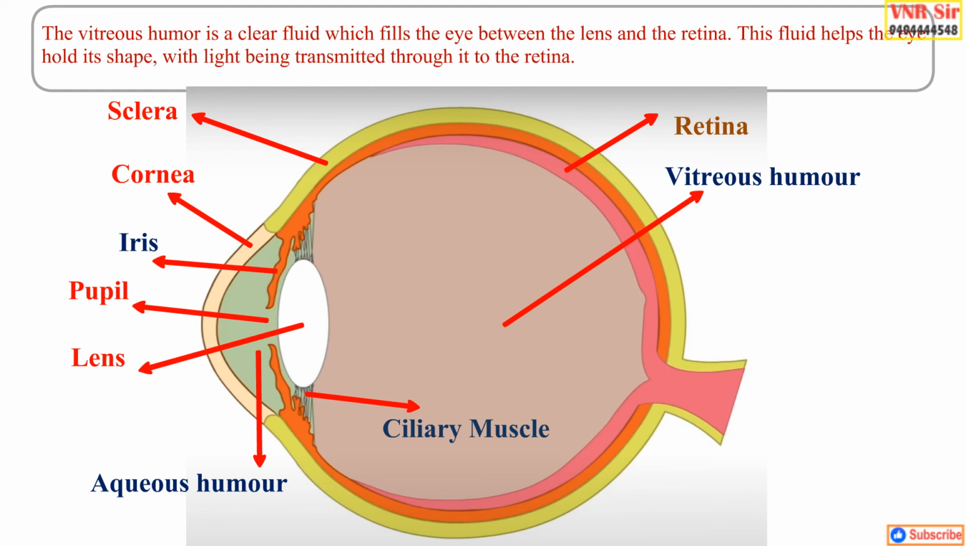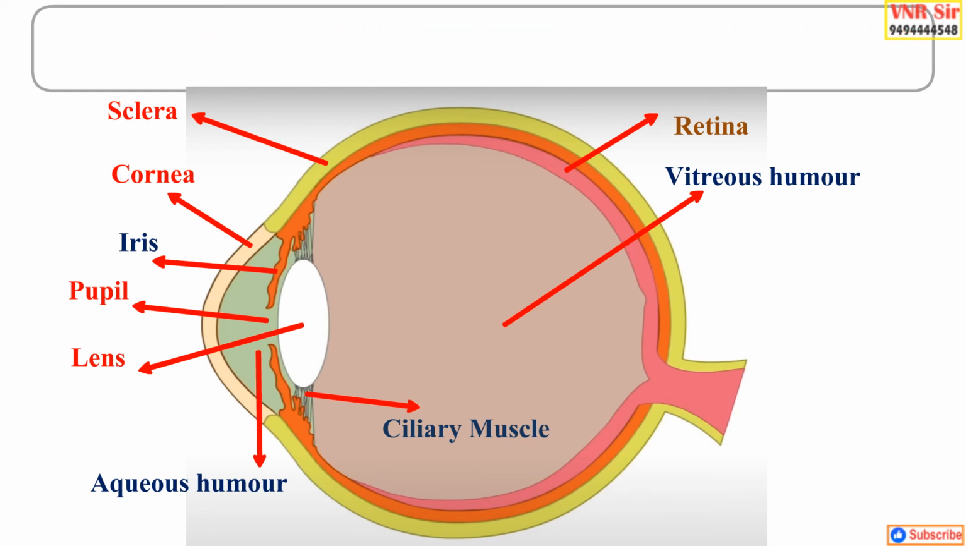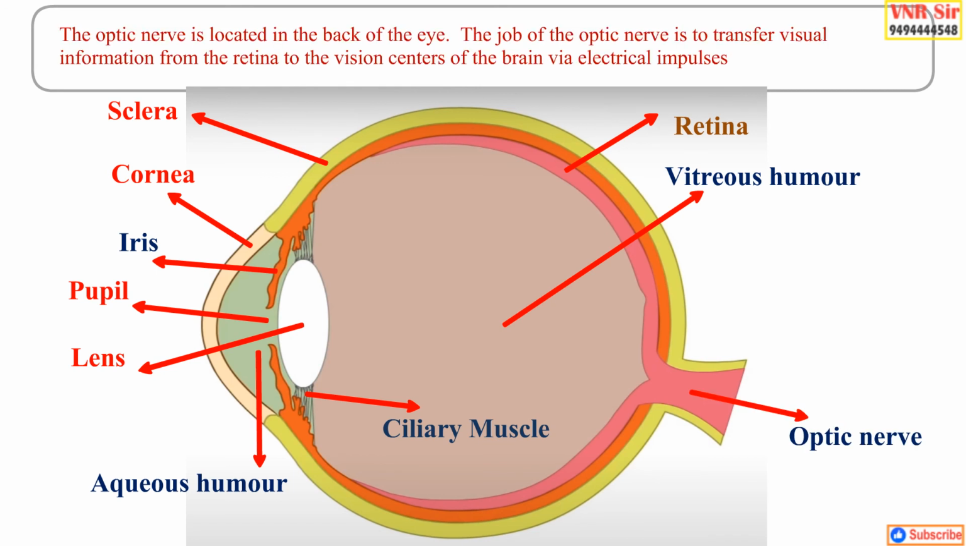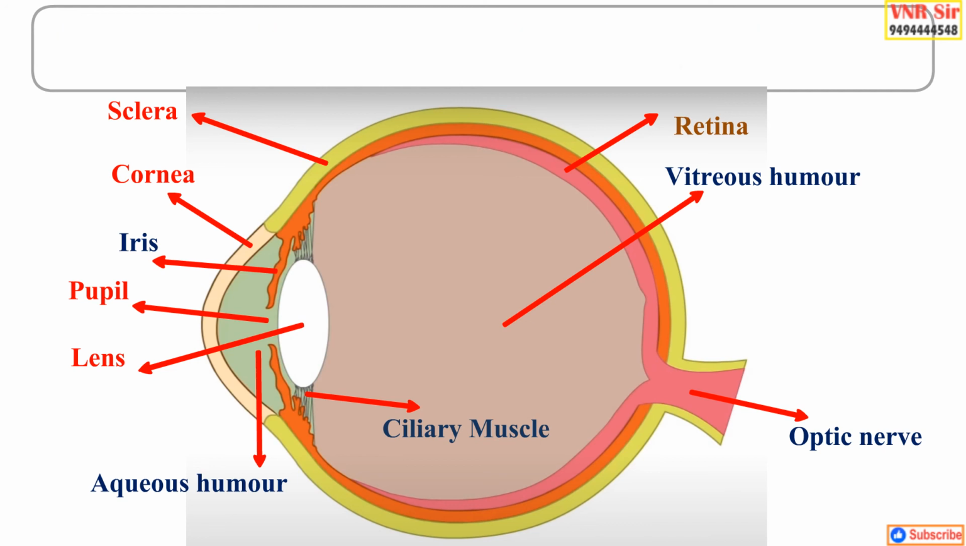The final part of the eye is the optic nerve. The optic nerve is located in the back of the eye. The job of the optic nerve is to transfer visual information from the retina to the vision center of the brain via electrical impulses. This is the basic structure of our eye.